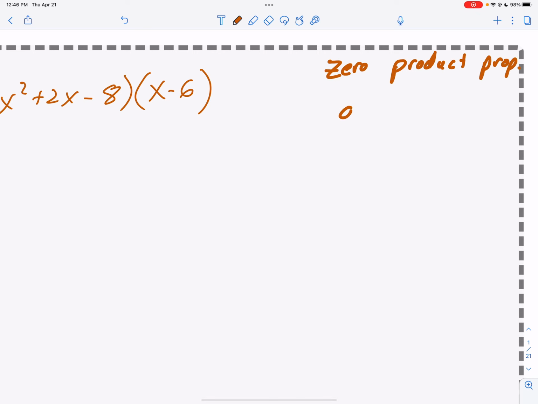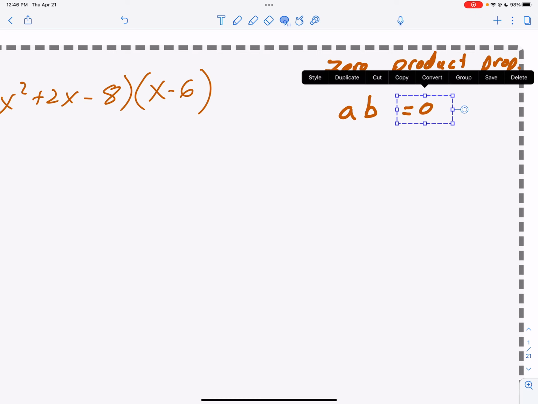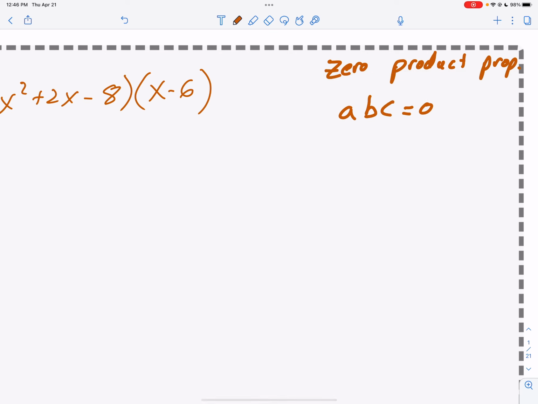That says if you have any number of factors, usually we just write it like this. If we have any number of factors and they're things that are multiplied together, there can be more. It could be A, B, C, but it doesn't really matter what it is. If it's usually written as A times B equals 0, then the only way this can be true is either A equals 0, B equals 0, C equals 0, or all three, or any combination of them.